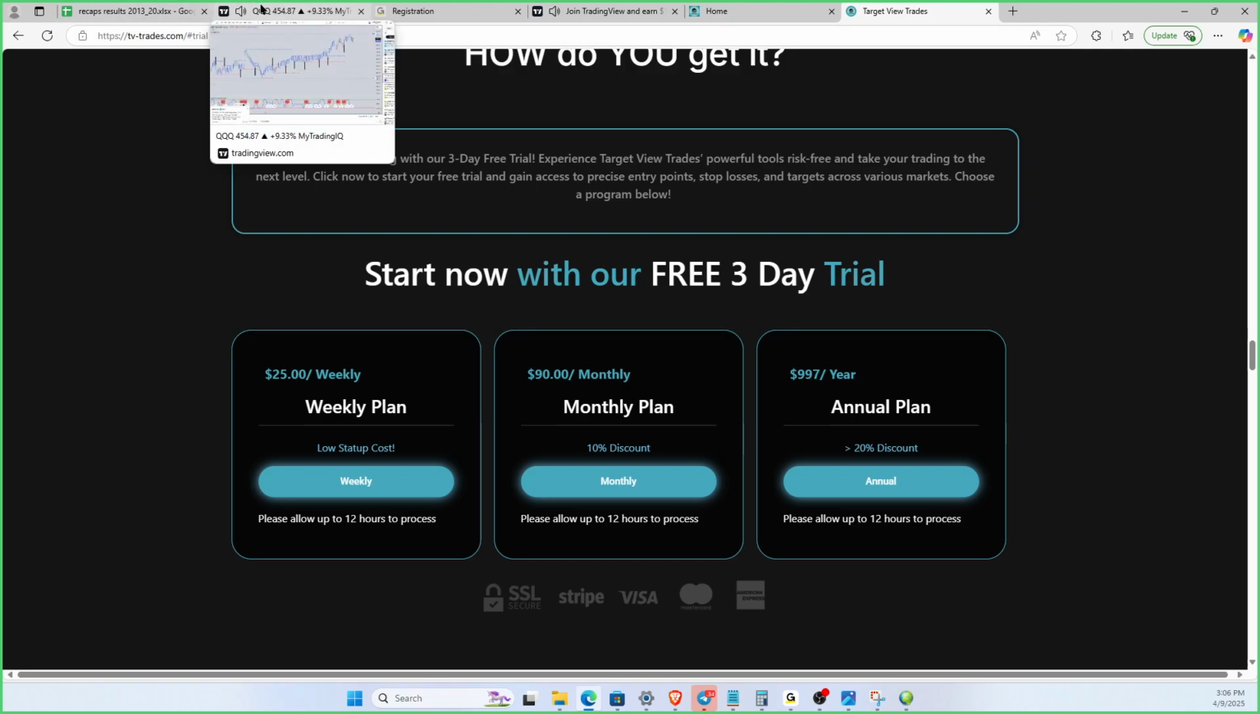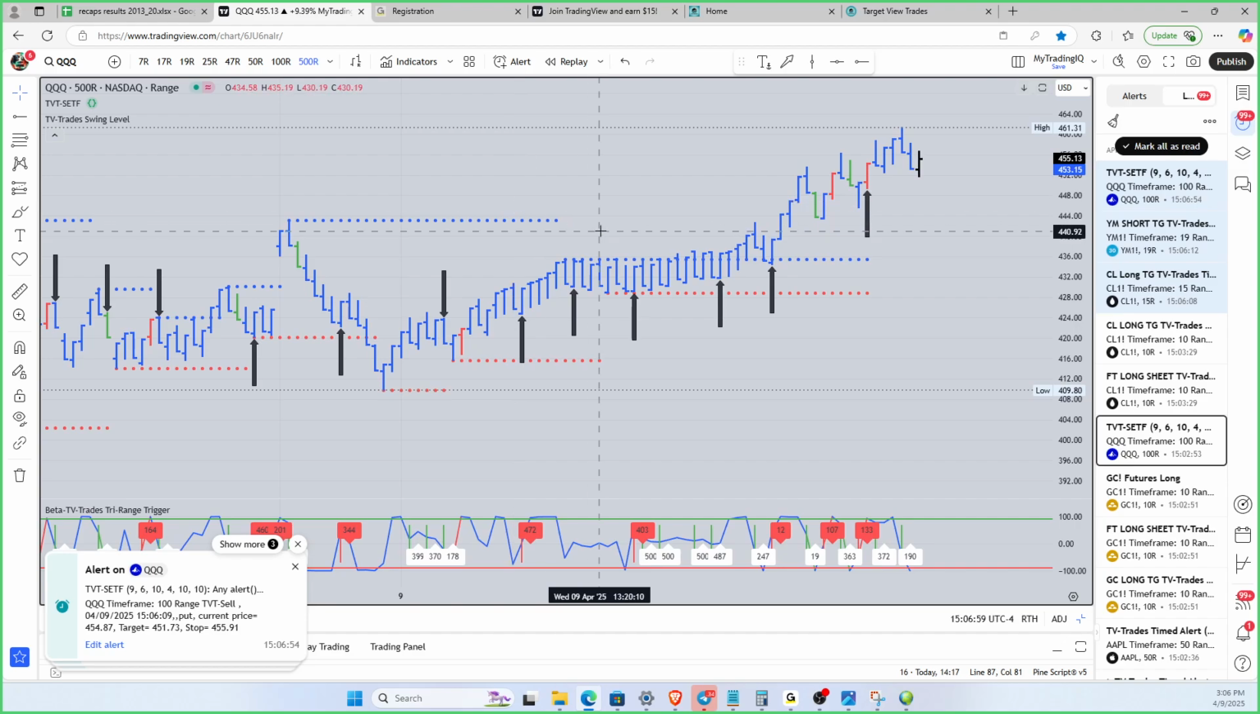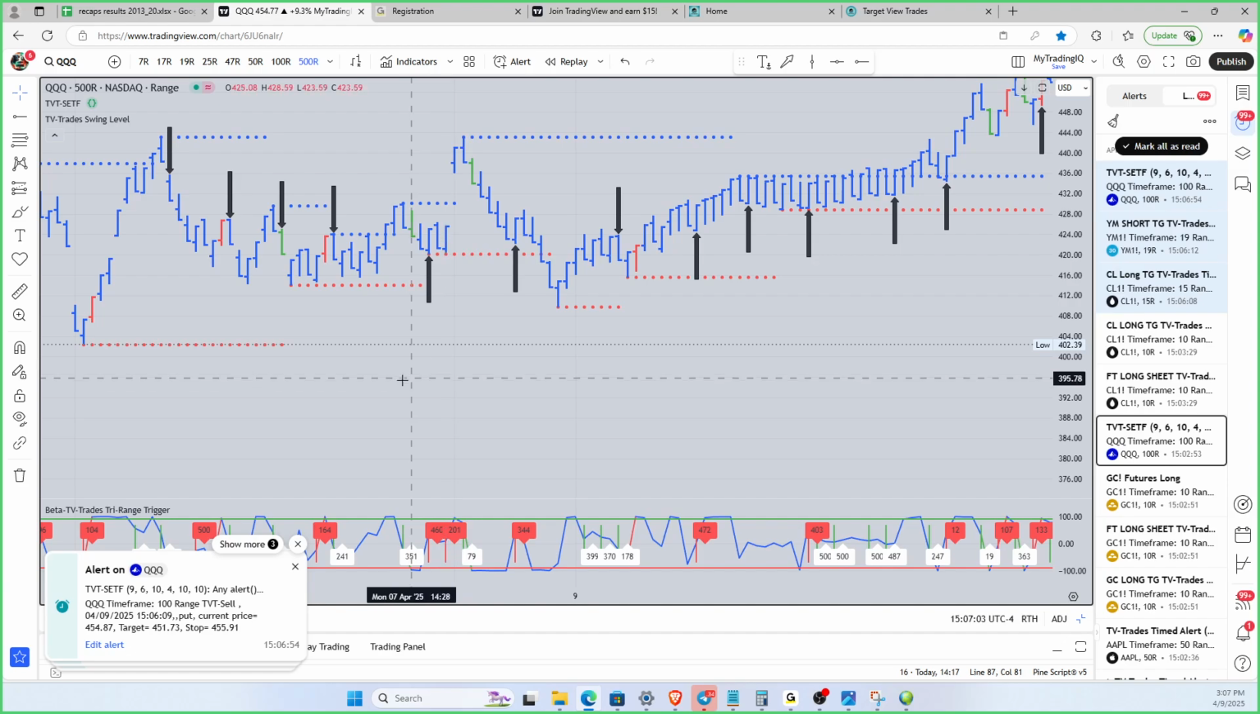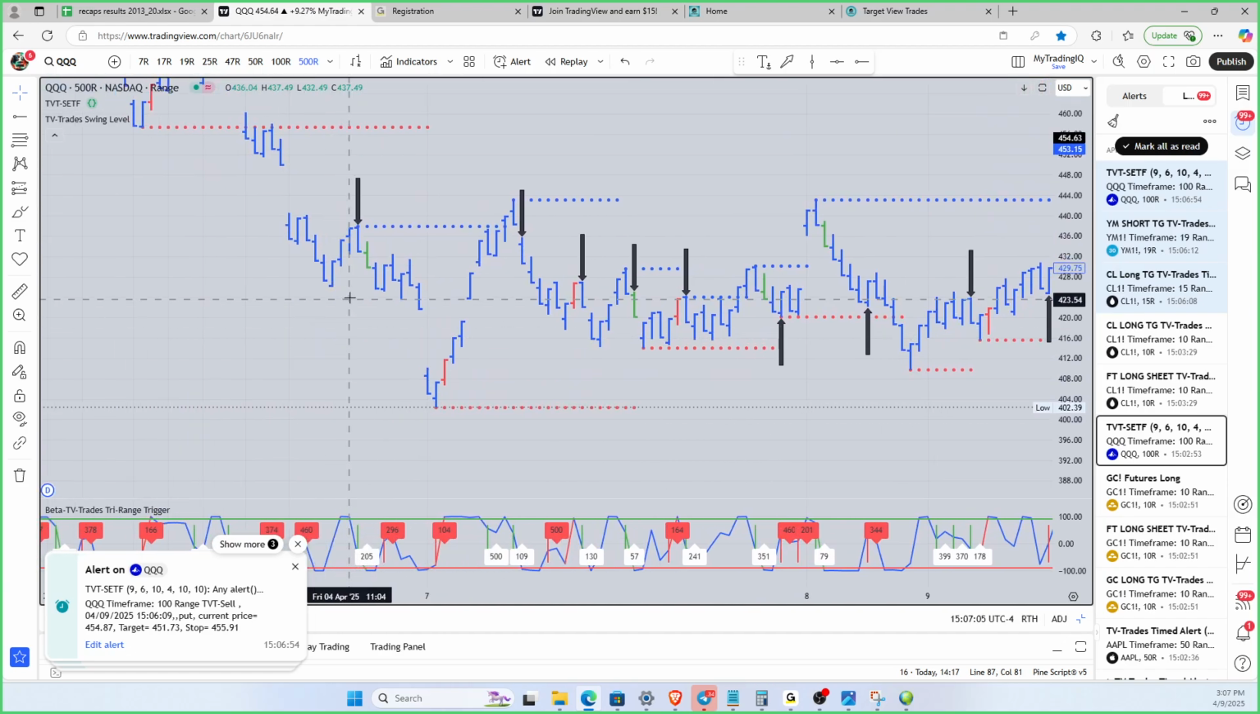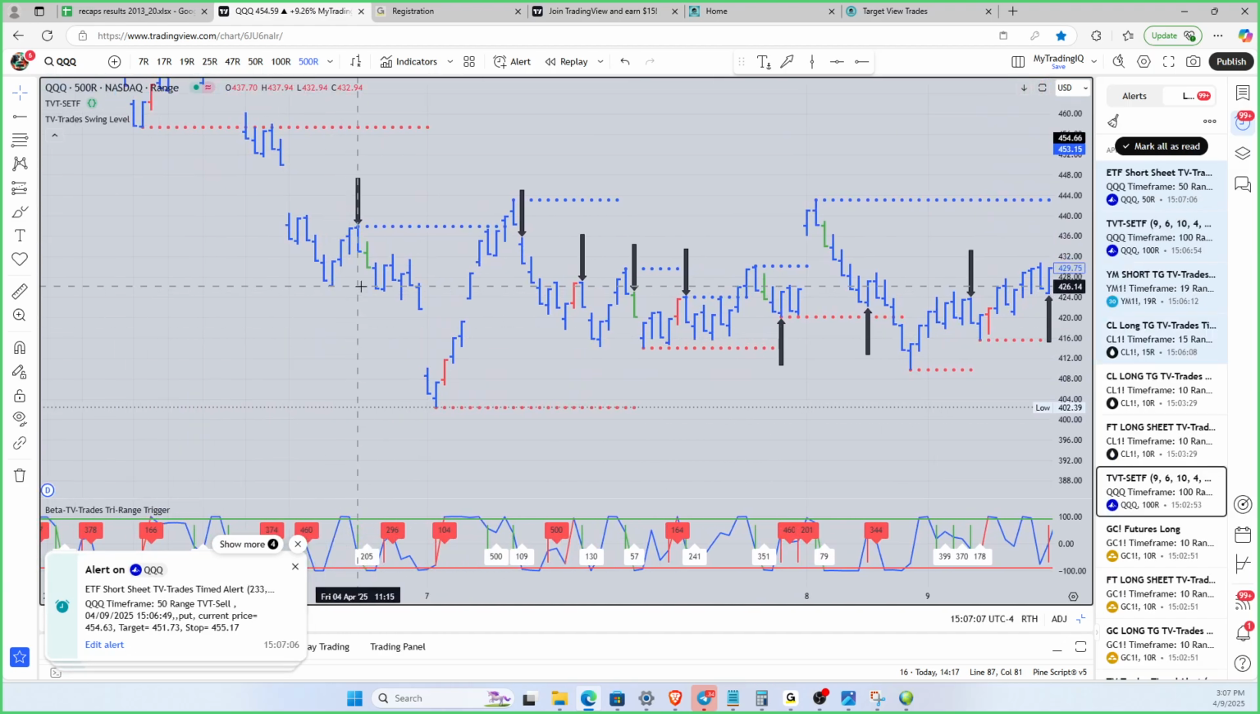All right, back here. So the idea of the swing trade, the notion is that it's going to give you an opportunity to get into a trade once or twice a day, usually.